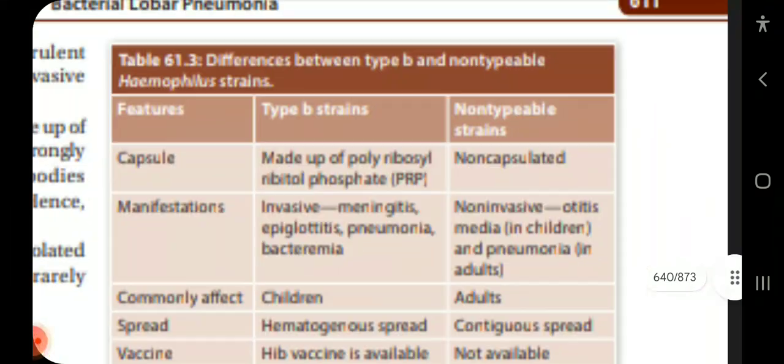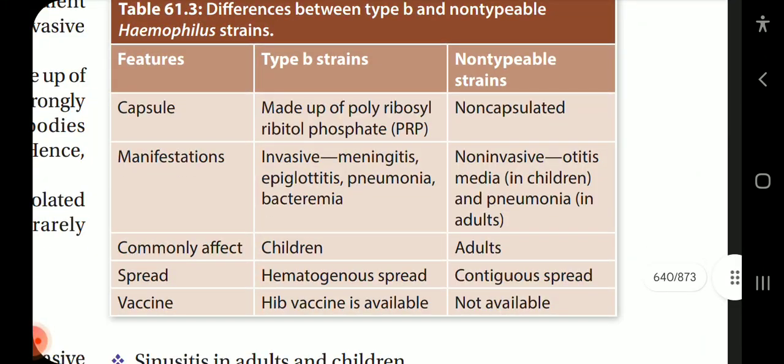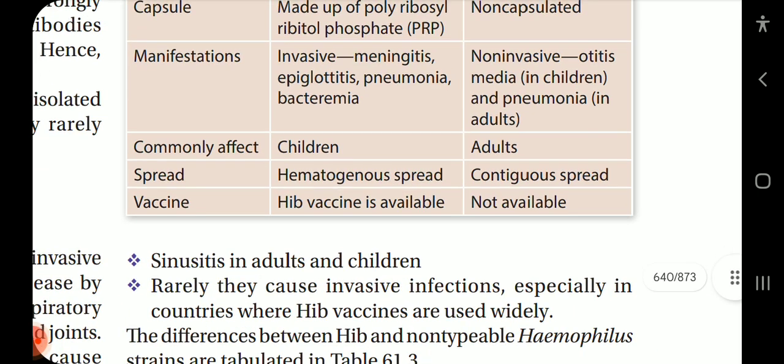Now coming on to the differences between type B and non-typable Haemophilus strains. Capsule is made up of polyribosyl ribitol phosphate in type B strains, while non-typable strains are non-capsulated. Manifestations of type B are invasive: meningitis, epiglottitis, pneumonia and bacteremia. While non-typable ones have non-invasive manifestations like otitis media in children and pneumonia in adults. Type B strains commonly affect children while non-typable affect adults. Spread of type B is hematogenous while non-typable is contiguous spread. HIB vaccine is available for type B while not available for non-typable strains.